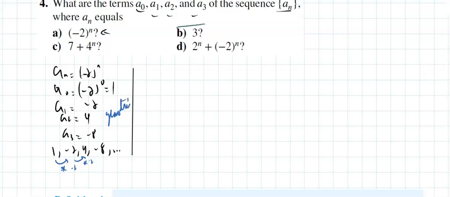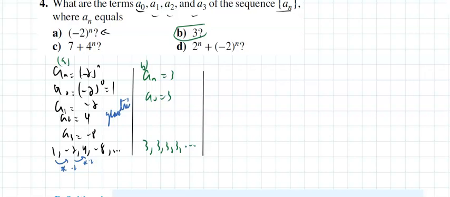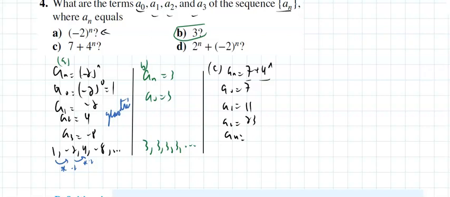Now, if I look at B, well, the same deal in B. A sub n is 3, it's fixed. So a sub 0 is 3. So if I want the list 3, 3, 3, 3, this thing never changes. It's constant. If I take C, a sub n is 7 plus 4 to the n. So a sub 0 is 7. A sub 1 is 11. A sub 2 is 7 plus 16, that's 23. A sub 3 is 7 plus 4 to the third, that's 64, so 71. So this list consists of 7, 11, 23, and 71, and the list goes on.